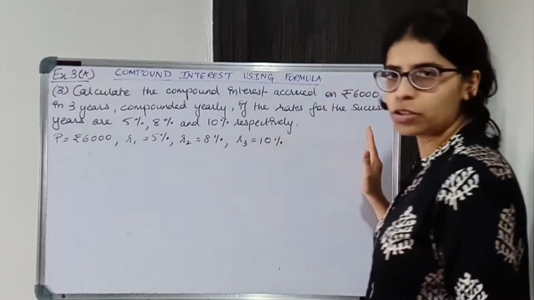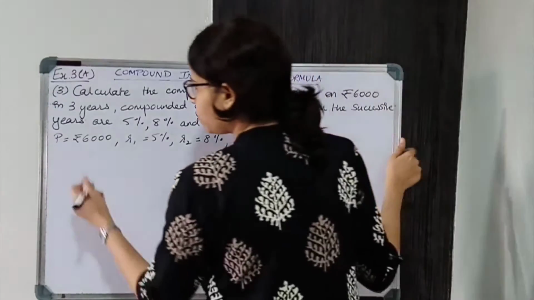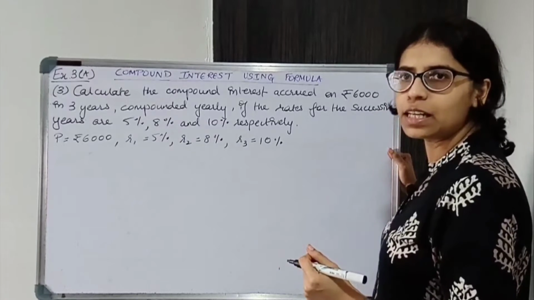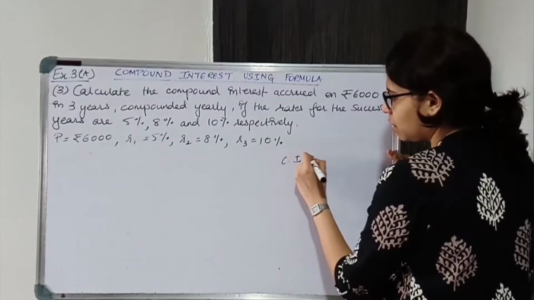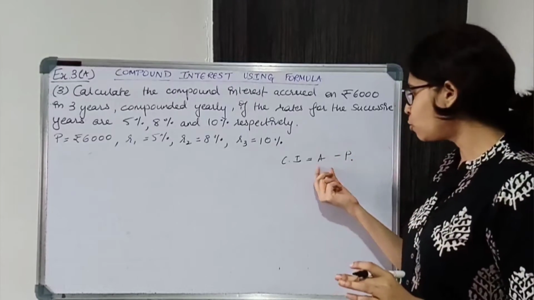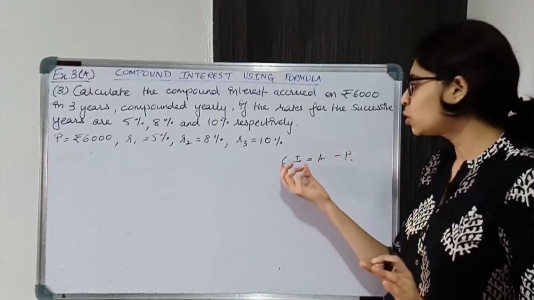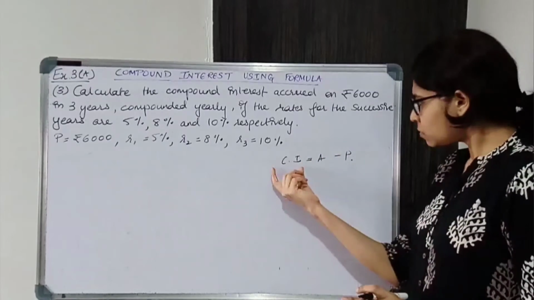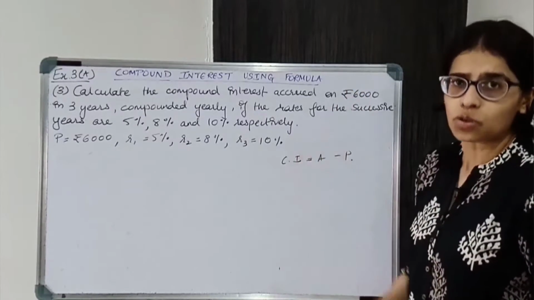Now we wrote all the given information. Let us start with the solution. We need to find compound interest, okay? Compound interest find करने के लिए what is the formula? It is amount minus the principal, okay? जो final amount होता है उसमें से principal subtract करते हैं तो compound interest for that many years you get, okay?